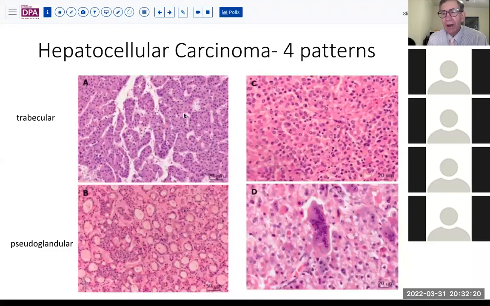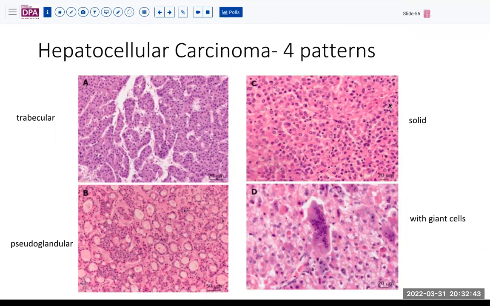Okay, so we'll take a few more minutes and talk about the first of the hepatocellular carcinoma variants that we'll talk about, and then we'll save the rest for our meeting next time. But in the literature, there's these four primary variants of patterns that you might see with hepatocellular carcinoma.